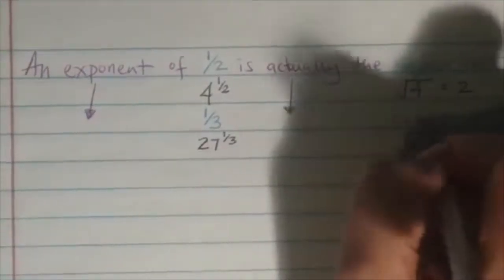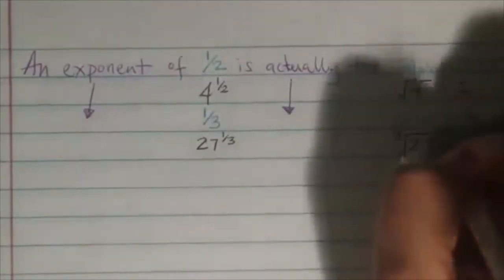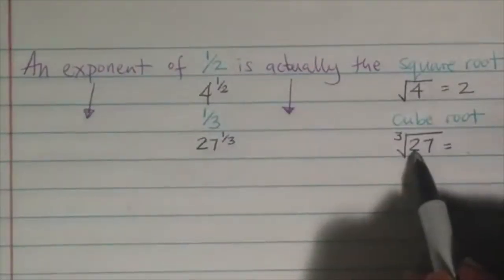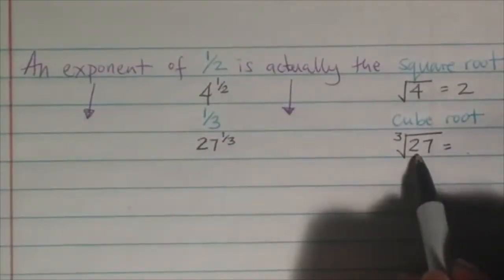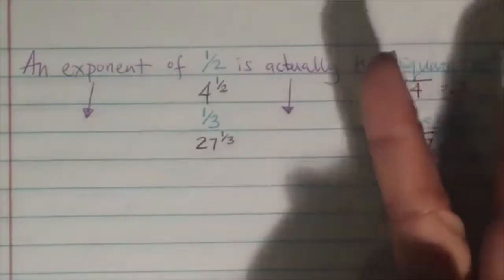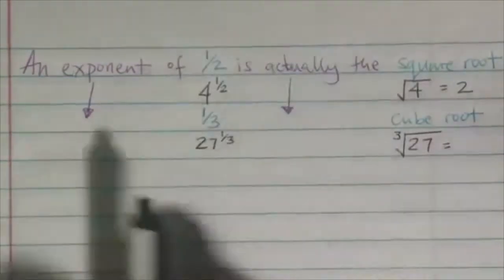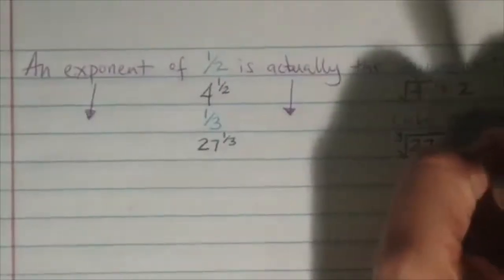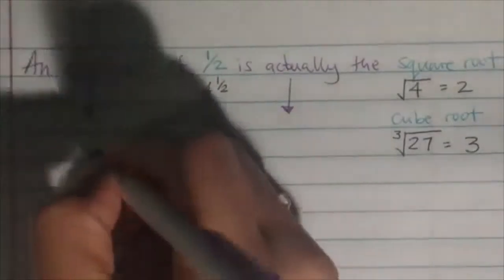Alright, so we're going to write that as 27, and that's how you write cube root. And what that's saying is, what number multiplied by itself 3 times gives 27? Alright, so let me check 2. 2 times 2 is 4, times another 2 is 8. So that's not it. 3 times 3 is 9, times another 3 is 27. So 3. 3 multiplied by itself 3 times will give me 27.